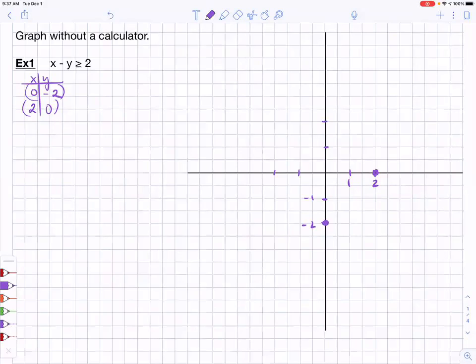Solid or dashed? Why? Because I have an equal to. All right, so I'm going to graph my line with a solid line. It'll look something like this. By the way, use a straight edge.